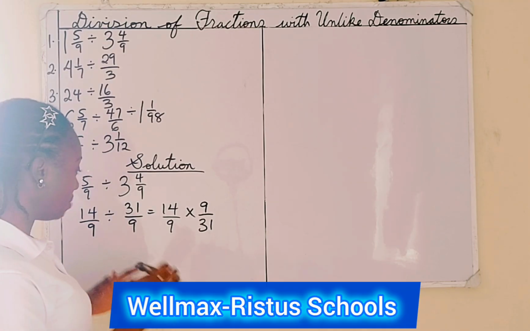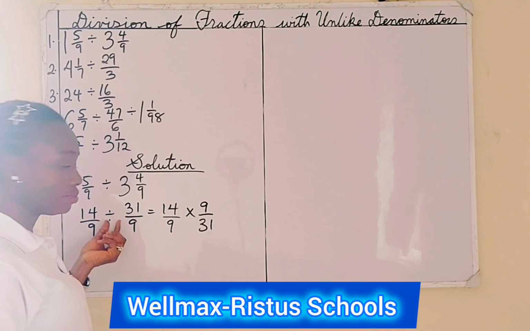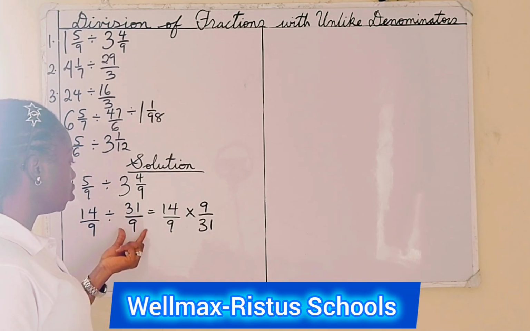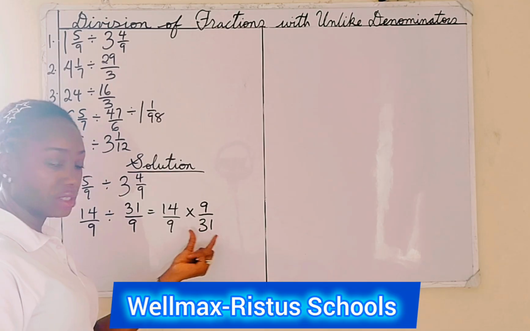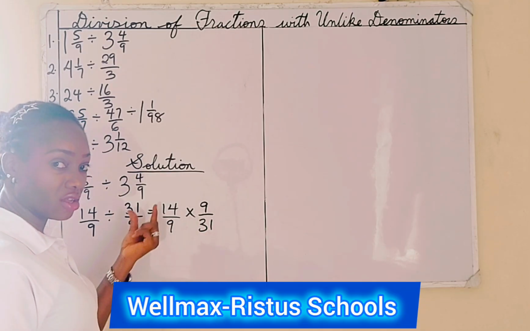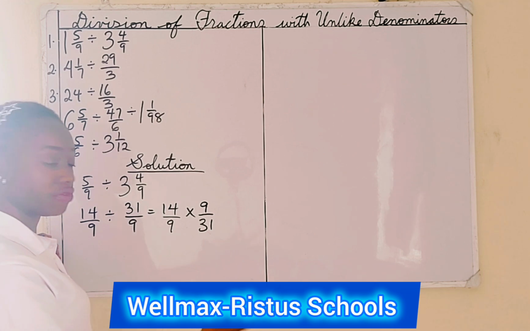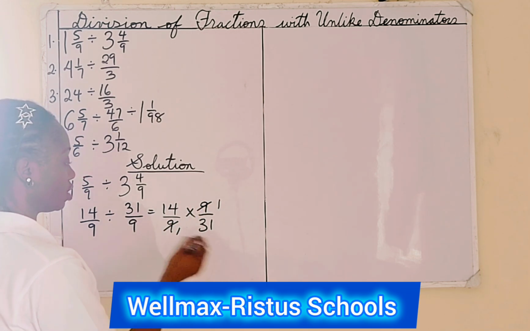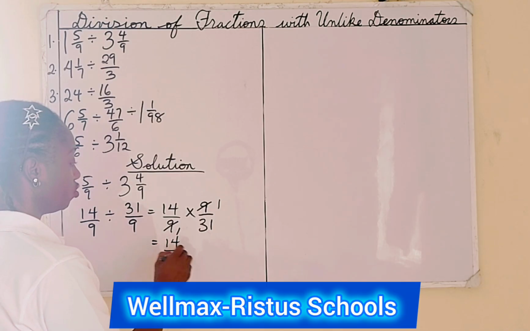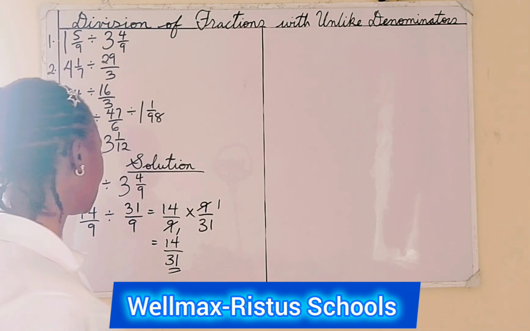Can you see the difference now, the magic that just happened? Not really a magic per se, but there's a change. When you convert your improper fraction, it's called the reciprocal or the inverse. And from here we can now divide our fraction evenly. 9 crossed out with 9 gives us 1. What's left is 14 over 31. And that's that for this question.